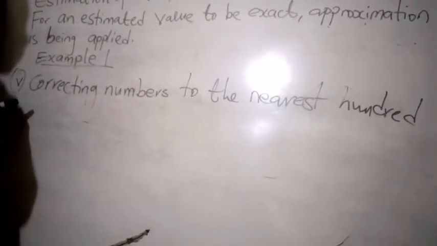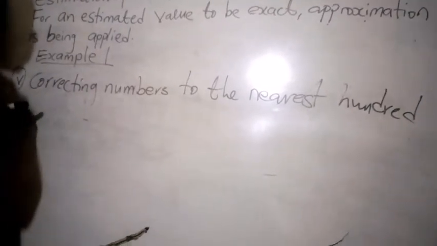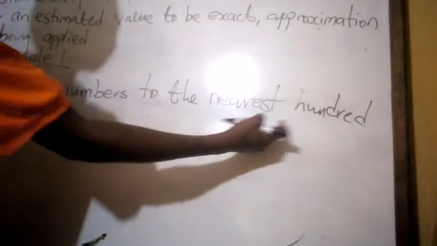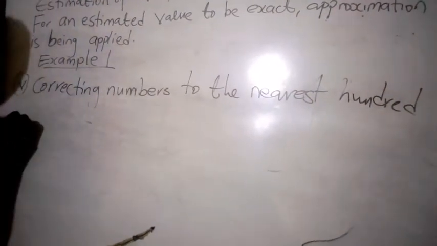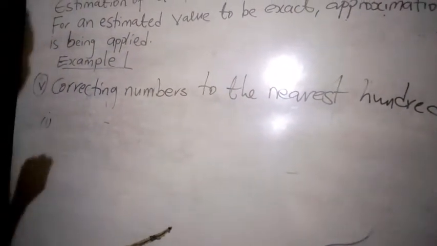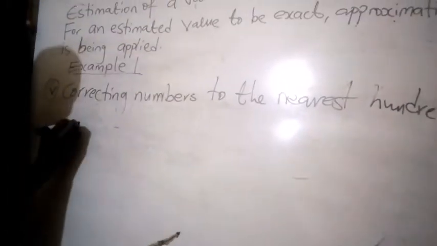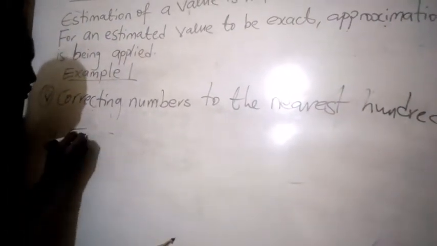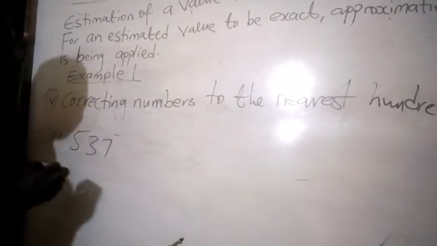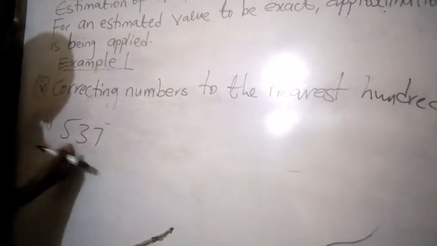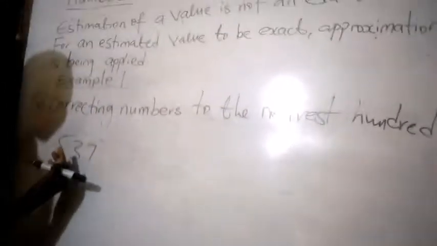Lesson 5. Correcting to the nearest 100. Now, example, supposing I have 537. I'm to correct this figure 537 to the nearest 100.